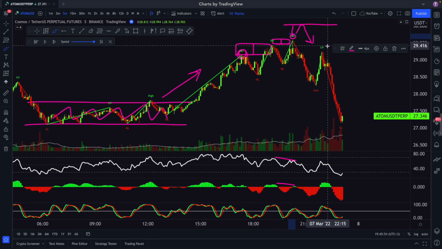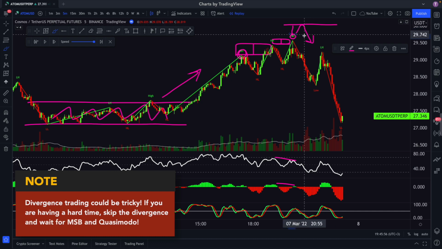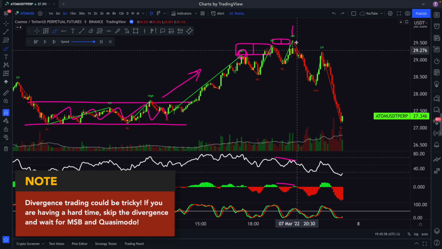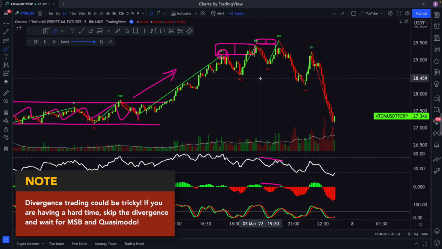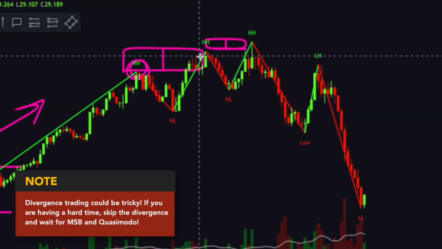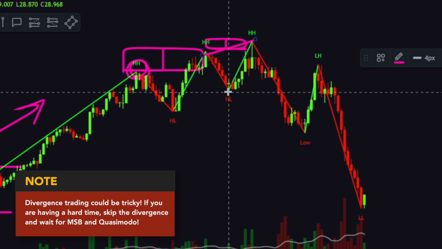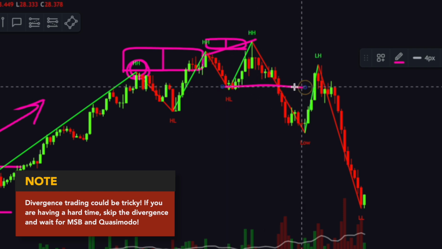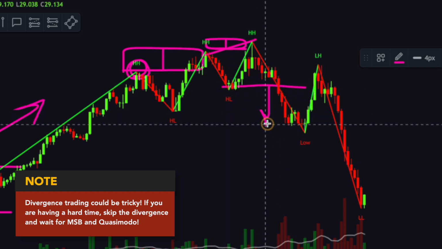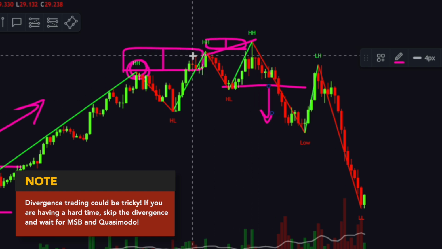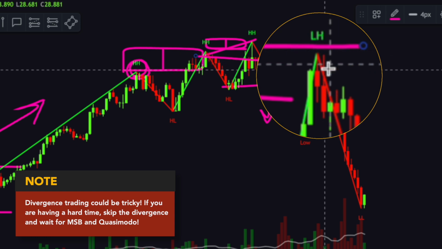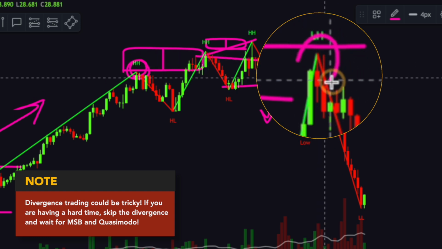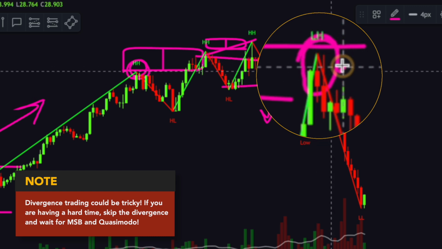If you are having a hard time with divergences, do not trade divergences. Just wait for market structure breaks after divergences. As you can see, breaking the last higher low and creating the MSB. Then wait for the price to come back to the left shoulder level. The next step is obvious. You see this nice pin bar here. Wait for the next strong red candlestick to enter a trade.